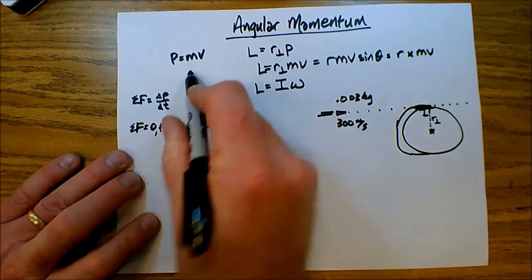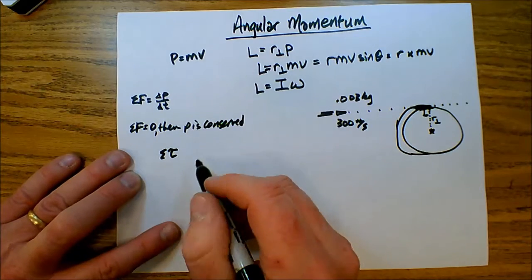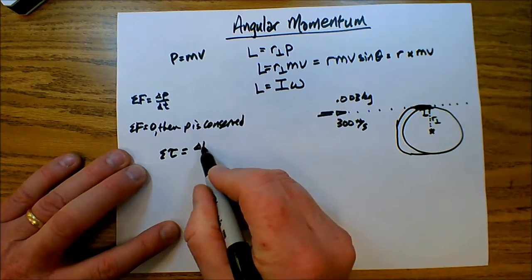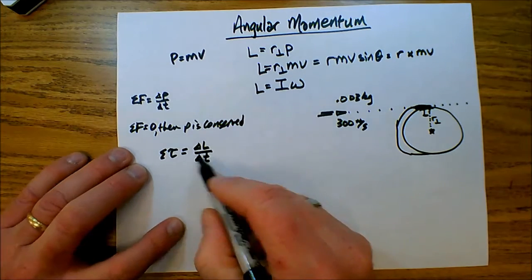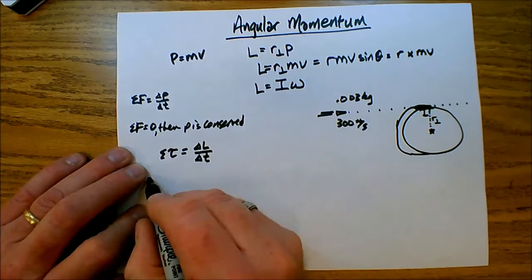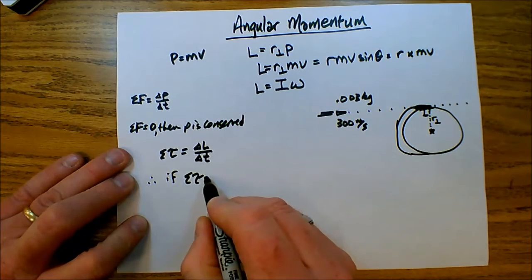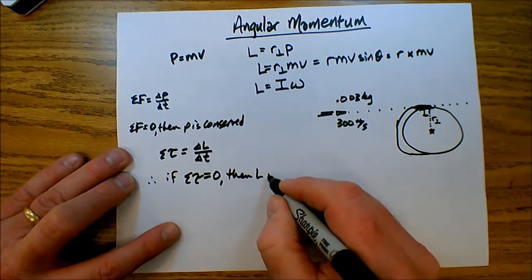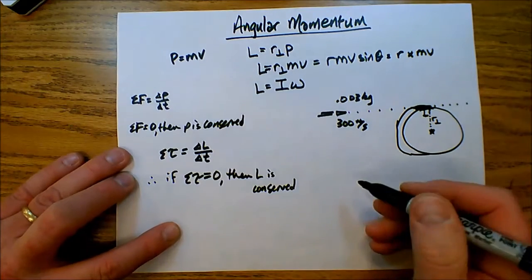Similarly, just as with linear forces, if we look at torques, the rotational counterpart of force, the net torque is equal to the time rate of change of angular momentum, or in other words, dL dt, or delta L over delta t, and therefore, if the net external torque is 0, then angular momentum is conserved. So we have conservation of angular momentum.